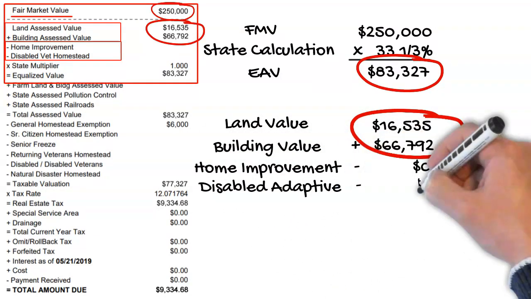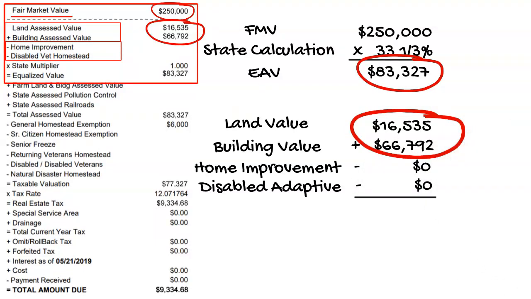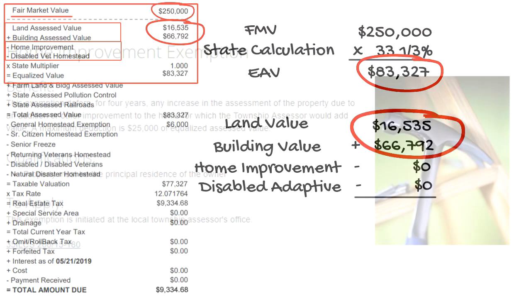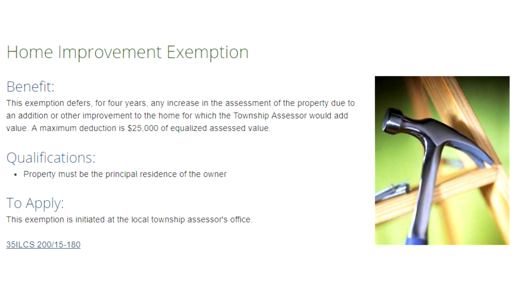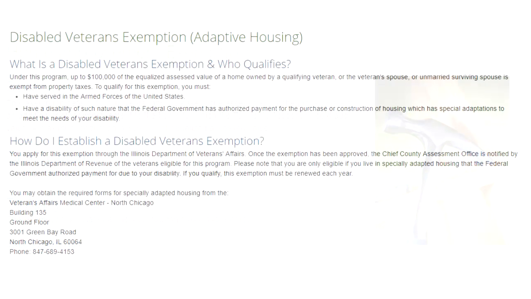disabled veteran homestead exemption. You do not need to apply for the home improvement exemption. It is applied automatically. Your local assessor reviews building permits for work completed. They will make a determination if the work performed will add value to your home. If so, they will increase the assessment of your home and automatically apply the exemption for 4 years.